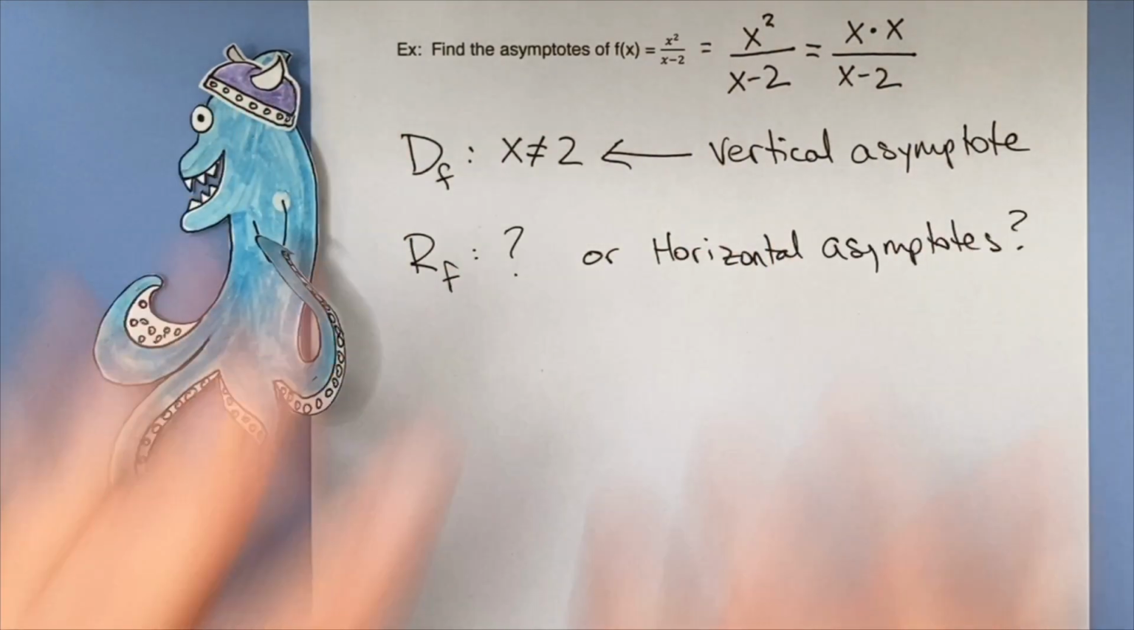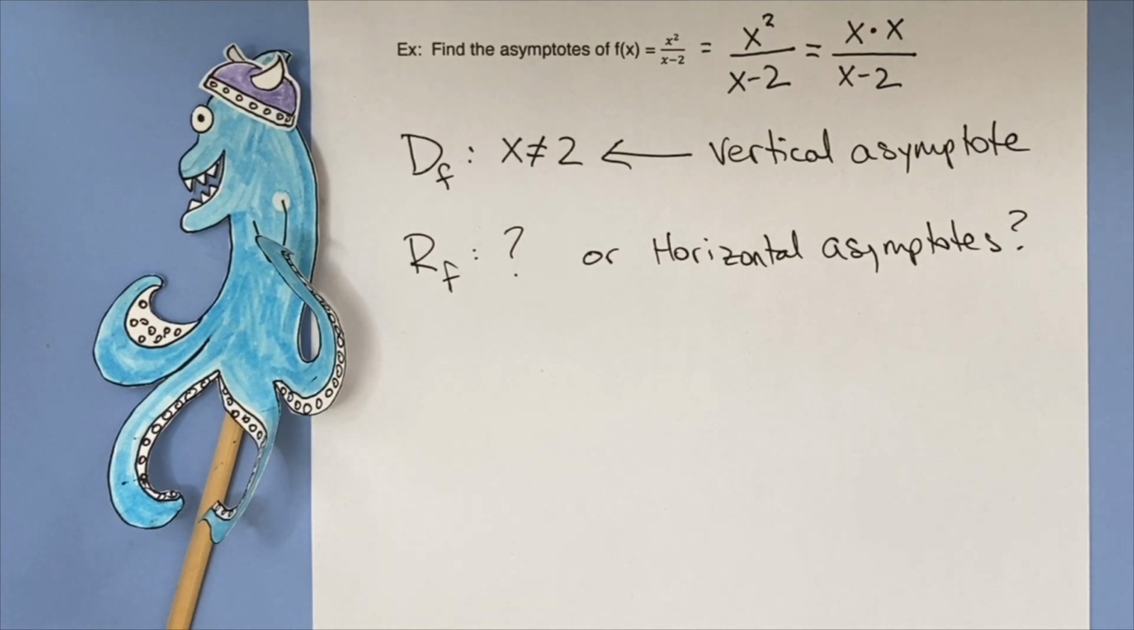In fact, this one has something called a slant asymptote. Okay, so exactly what do we do?